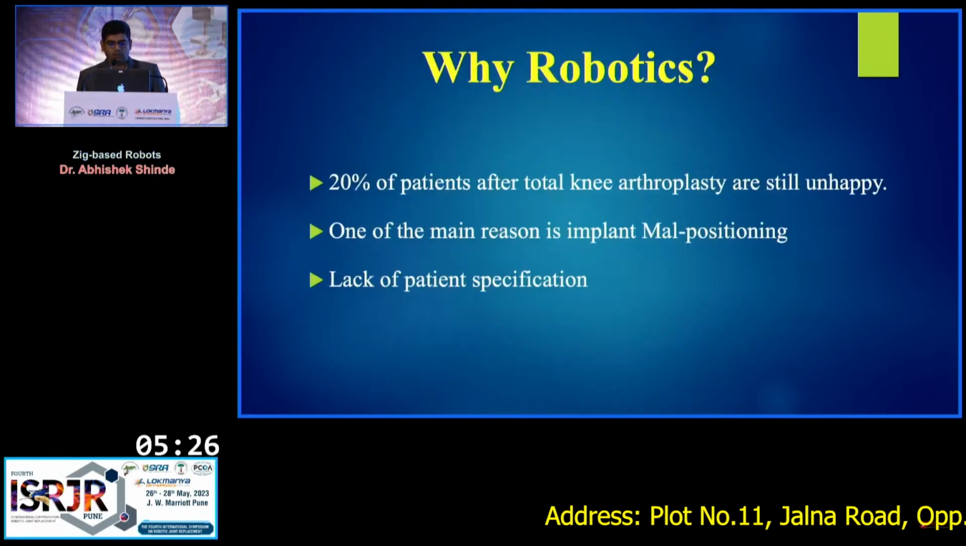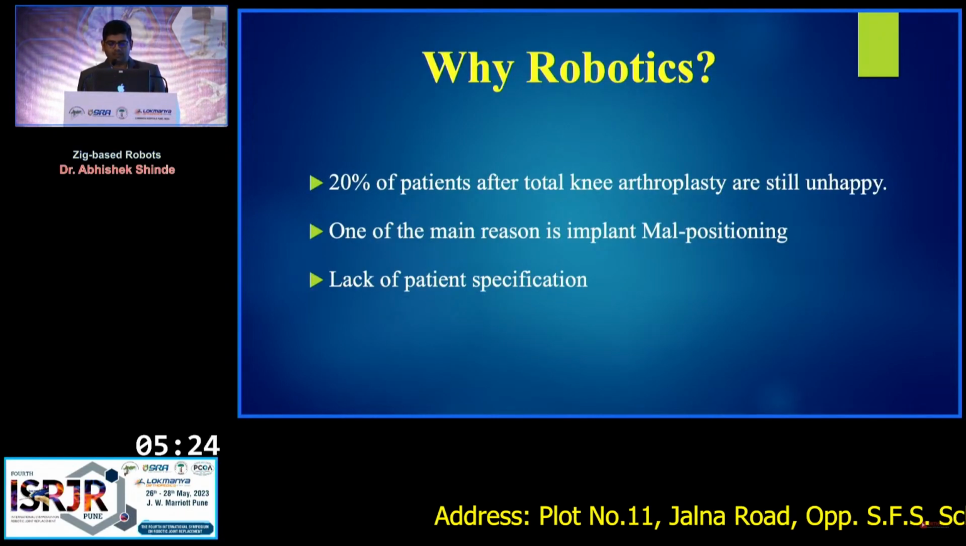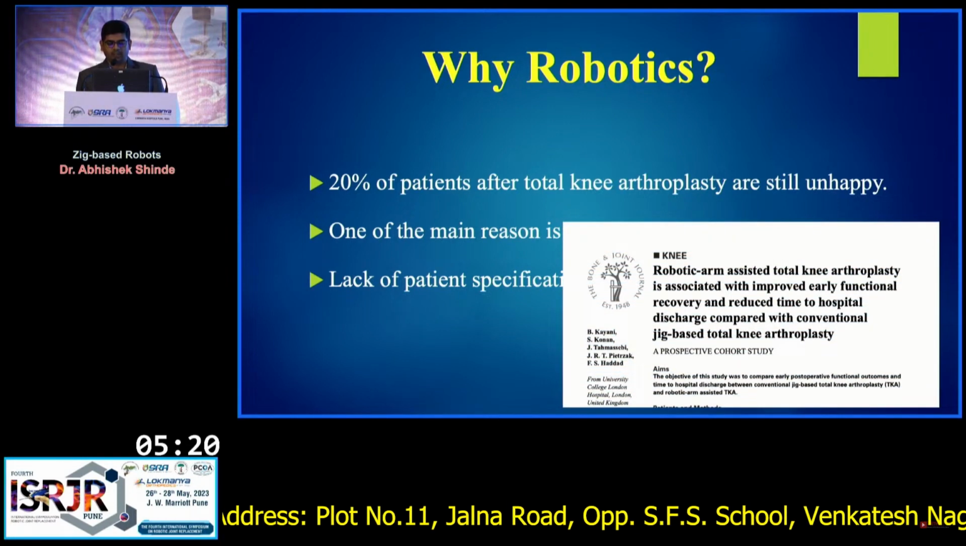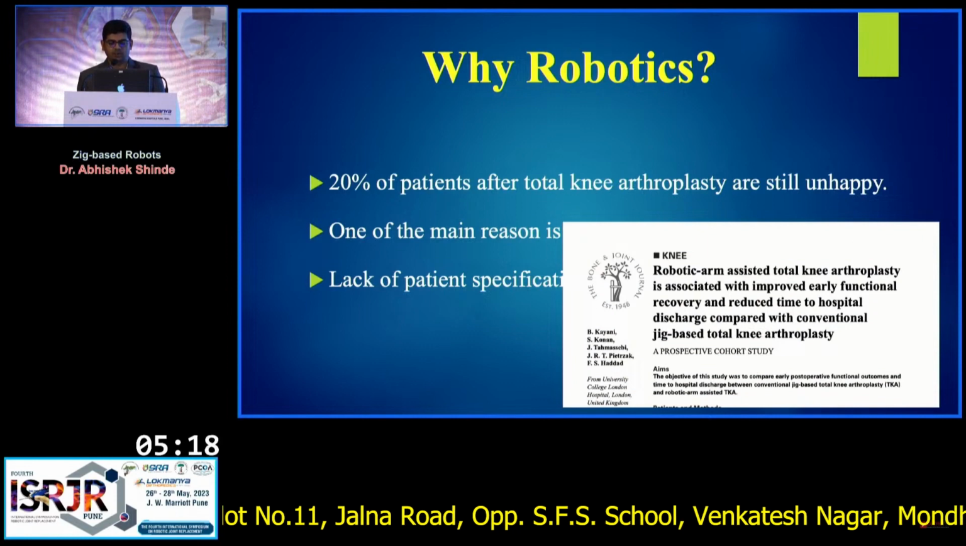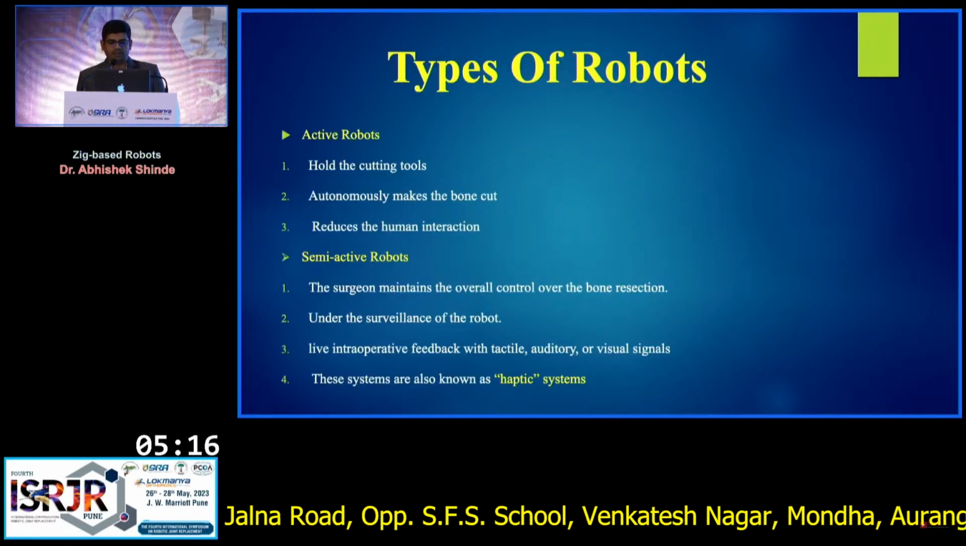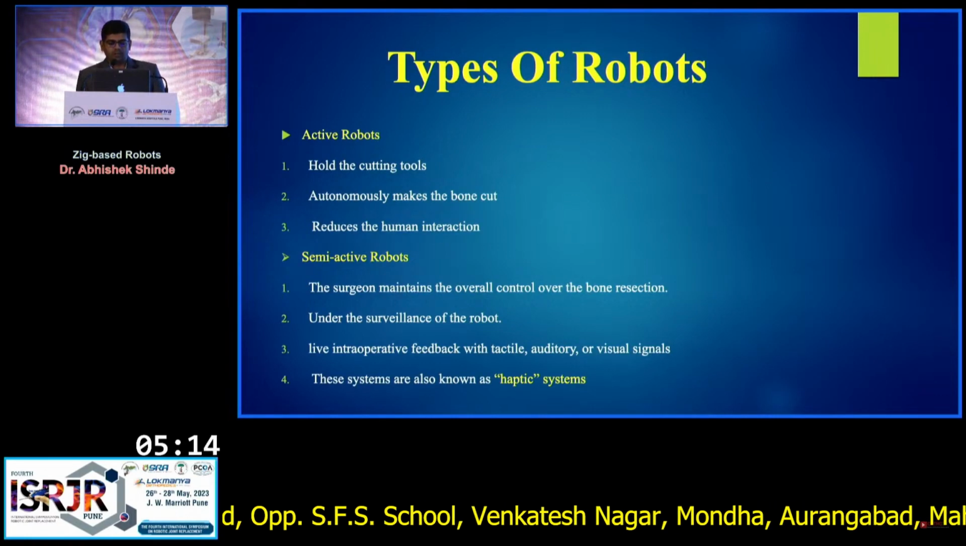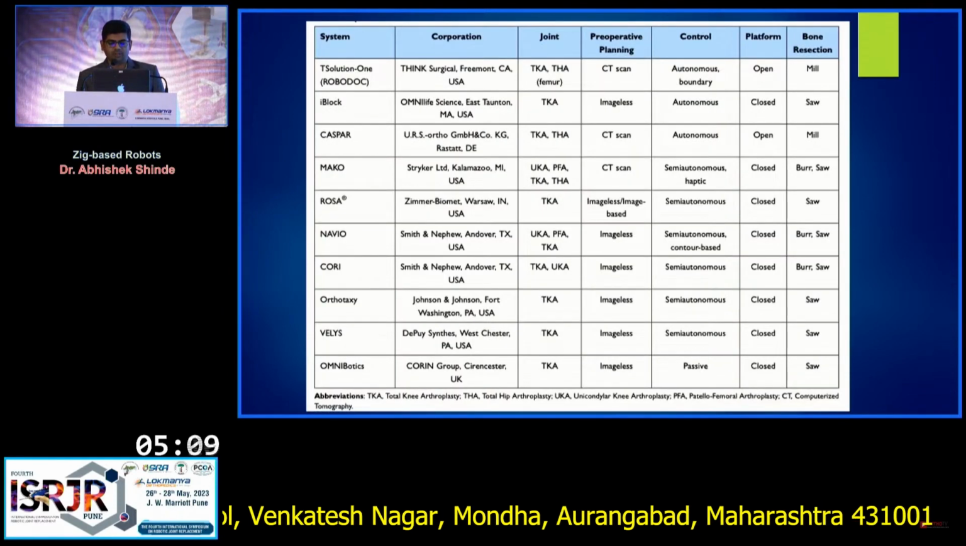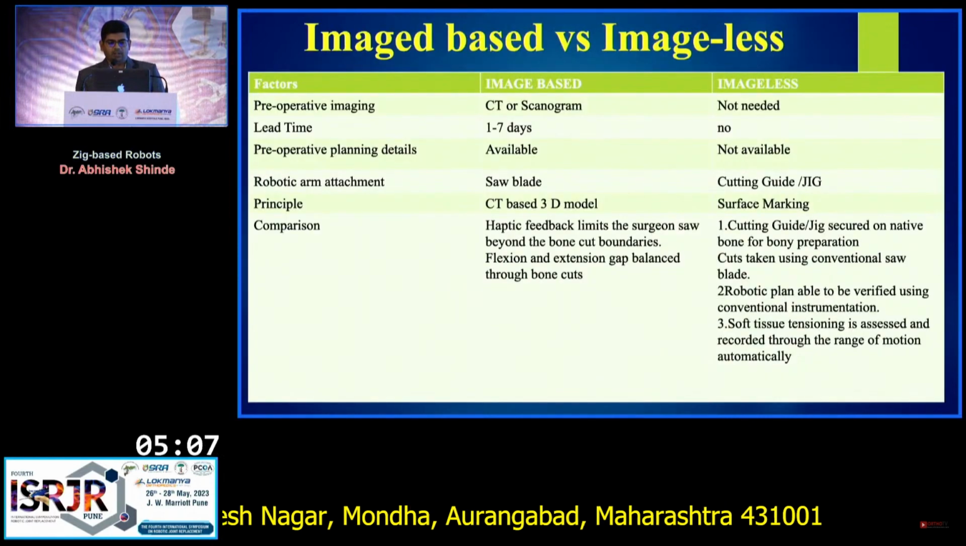So why robotics? We all know 20% of patients after total knee arthroplasty are still unhappy, and that's why robotics. There are many meta-analyses which show that robotics has better outcomes. The types of robotics covered: active and semi-active robots. These are the different robots available in the market.